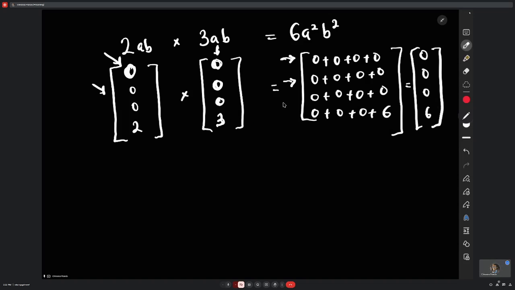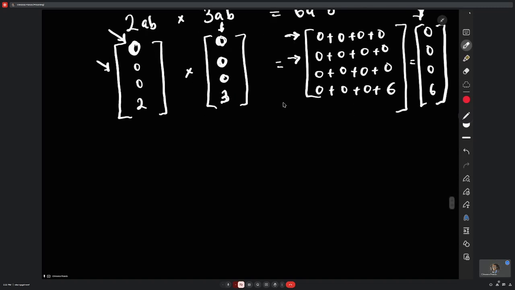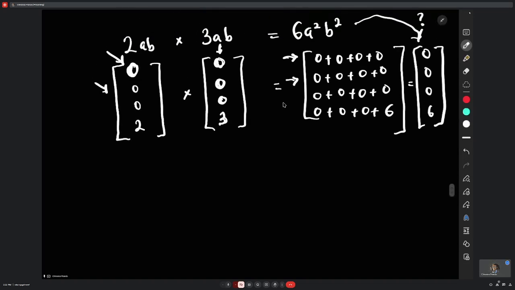Okay. So the question now is, are these two things the same? You don't know, that's fine. Let's verify. So we have 6a squared b squared, right? And what are we going to evaluate it over? The Boolean hypercube. Yeah, they are the same. Both of them are the same. Interesting.